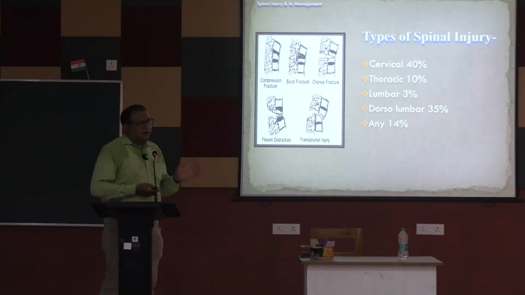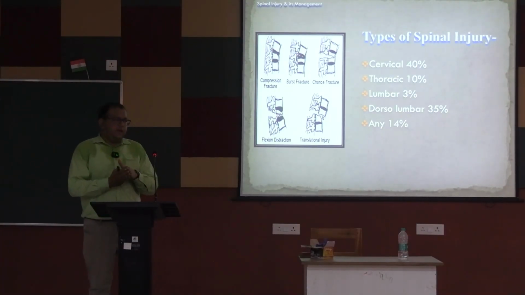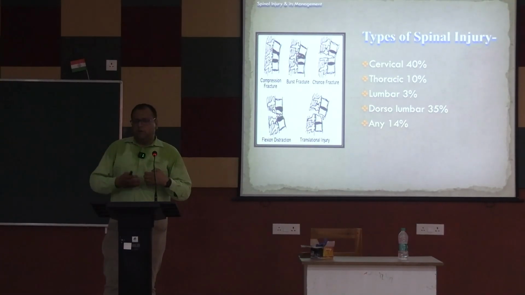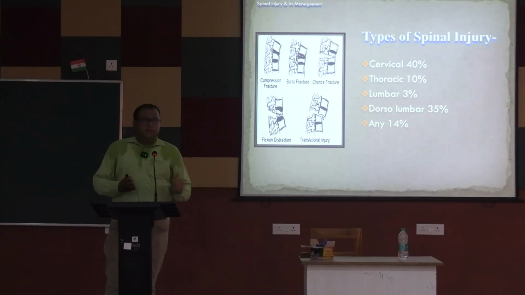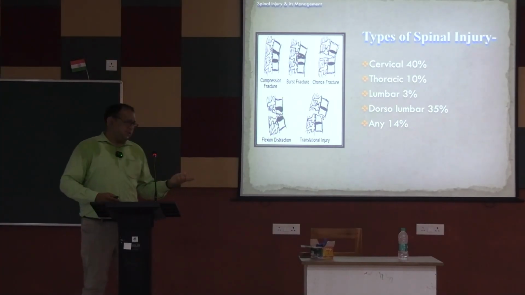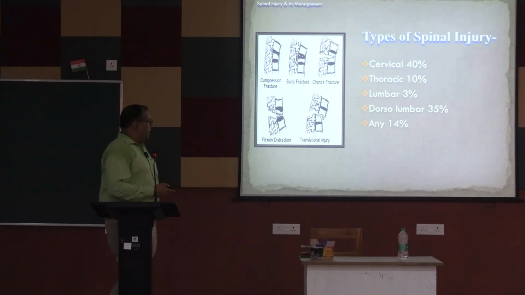Lumbar is there, that is also not very common, but dorsolumbar, because the dorsal and the lumbar spine, they are a portion where a stiff spine, the dorsal spine is a stiff spine, it does not allow flexibility, and the lumbar spine is a flexible portion of the spine. So where they are meeting, the dorsolumbar junction, that is a main cause of fractures or injuries there, dorsolumbar injuries, okay.